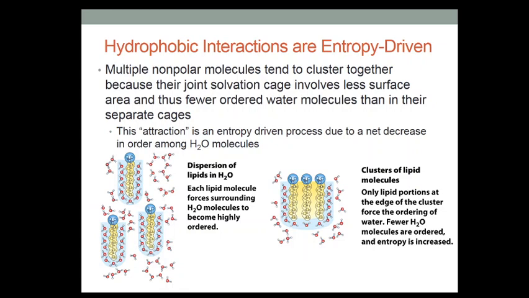Okay, so let me explain this. First, let me give you the big picture here. Multiple nonpolar molecules tend to cluster together because their joint solvation cage involves less surface area and therefore fewer ordered water molecules than in separate cages. Okay, so that sounds a bit technical and jargony, so let me break this down for you. If we look at this scenario on the left-hand side here, what we're talking about is the hydration of individual nonpolar molecules. So you'll see one nonpolar molecule, one here, so 3 fatty acids altogether.